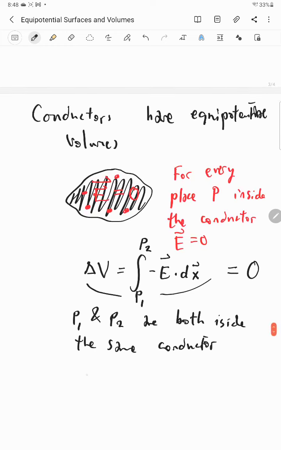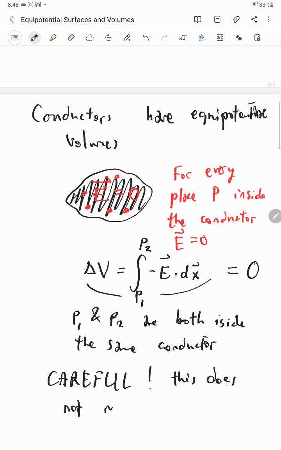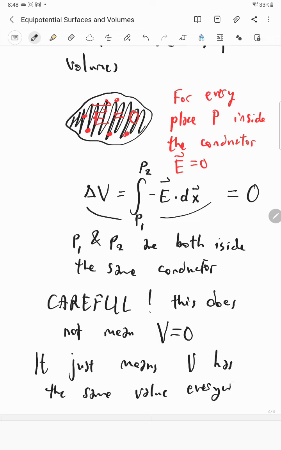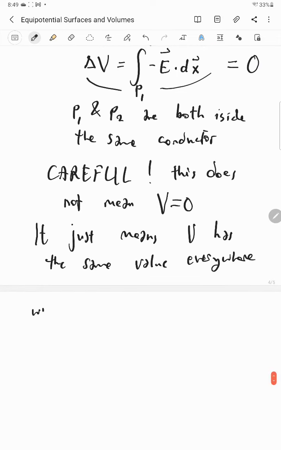That doesn't mean, so careful, this does not mean V equals 0. It just means V has the same value everywhere within the same conductor.